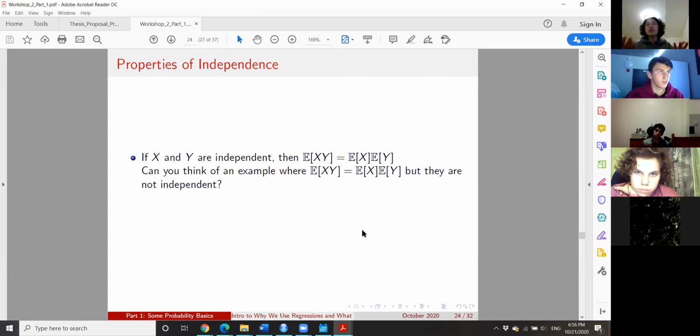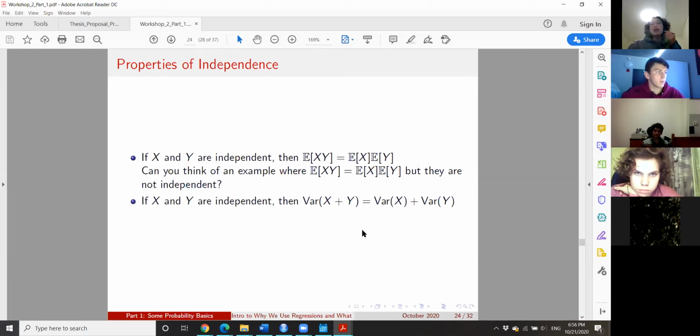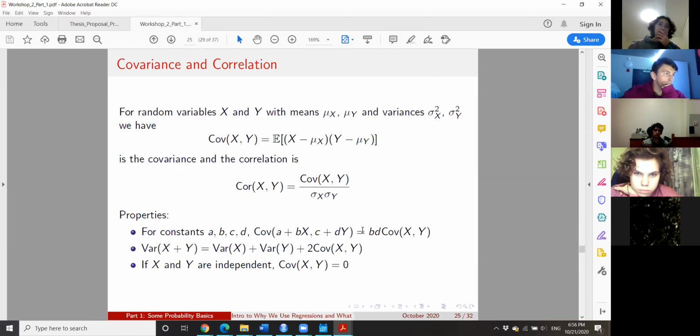If Y is not 0, then X must be 0, and if X is not 0, then Y must be 0, and also such that their distributions are such that the mean of them alone is 0 as well. That would be an example. That's a little hard to describe verbally, but yeah. And then the other important thing to know is that if X and Y are independent, then the variances are separable, in the sense that the variance of X plus Y is the variance of X plus the variance of Y.